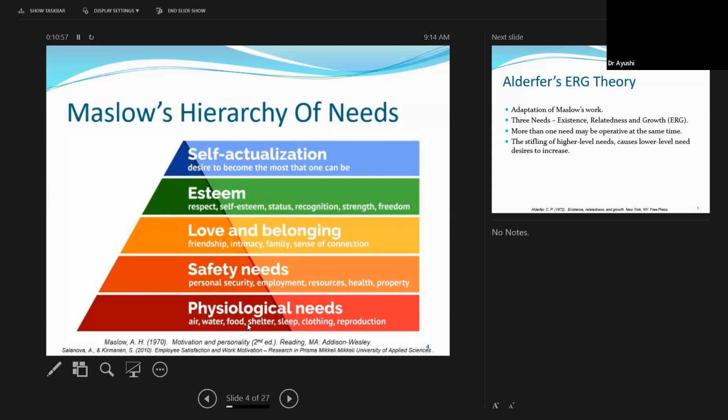And then come the safety needs. Safety needs are personal security, employment, resources, health, and property. And then the love and belonging needs. As we all know, these are the basic requirements for every individual.